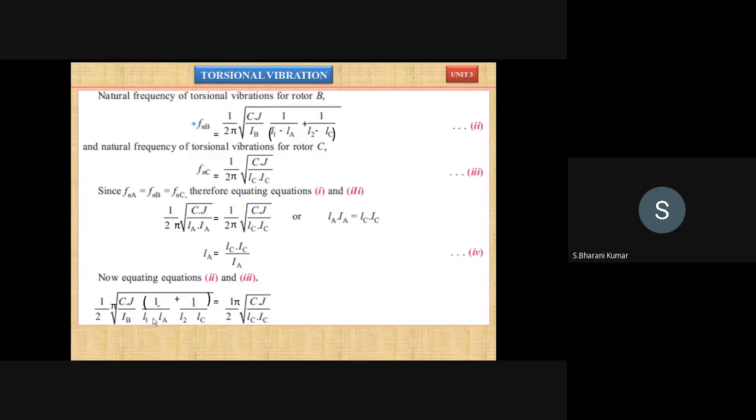Similarly, L1 minus of LA and L2 minus of LC here.